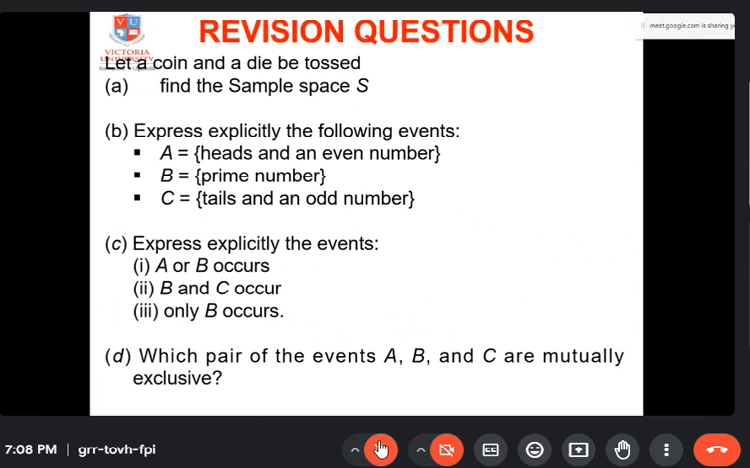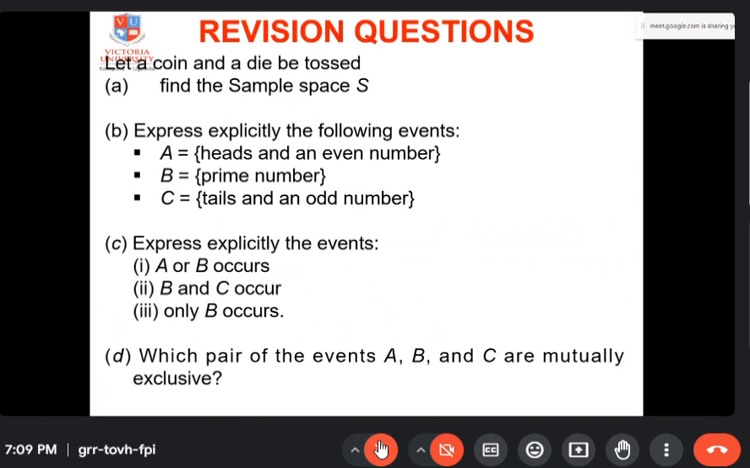Okay, so we are trying to do part D. Part D is where they are asking us to find which sets are mutually exclusive. We define mutually exclusive as those sets which don't have any members in common, where the intersection of those sets is an empty set. So when you consider A and B, you remember A has 2 head, 4 head, and 6 head, because they said we want a head and an even number.